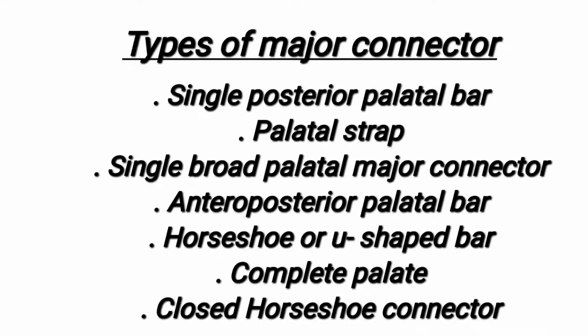Now, types of major connector. Basically, we are dealing with maxillary major connectors. So, what are the types of maxillary major connector? Single posterior palatal bar, palatal strap, single broad palatal major connector, anterior posterior palatal bar, horseshoe or U-shaped bar, and complete palate or closed horseshoe connector. We are going to discuss these one by one.